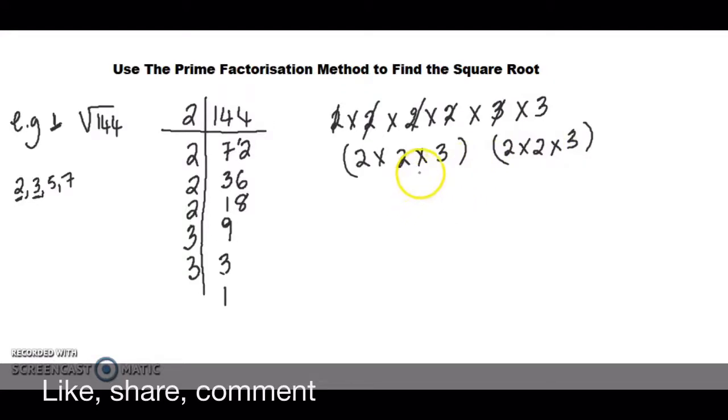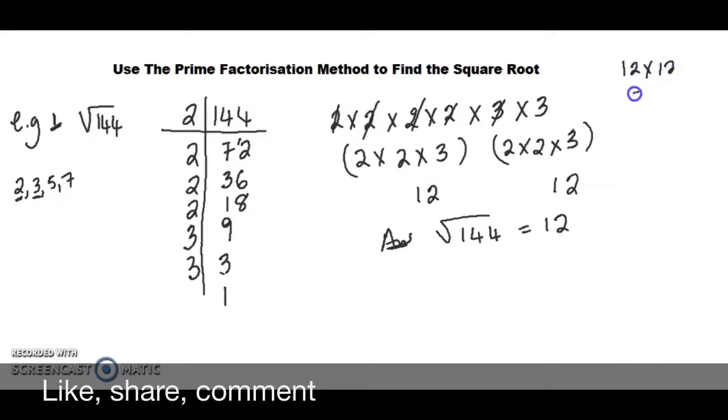So I'm going to go ahead and multiply. 2 times 2 is 4, and 3 times 4 is 12. So here we have 12, and we have 12 here also. So our answer is the square root of 144 is equal to 12. This is basically saying that when we multiply 12 times 12, we are going to get 144. But when we find the square root of 144, we are going to get the answer, which is 12.